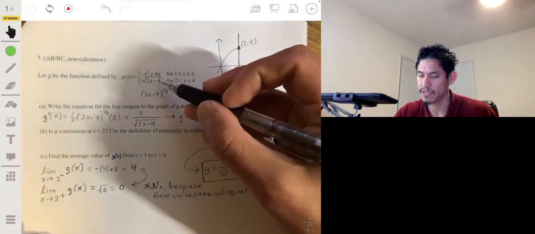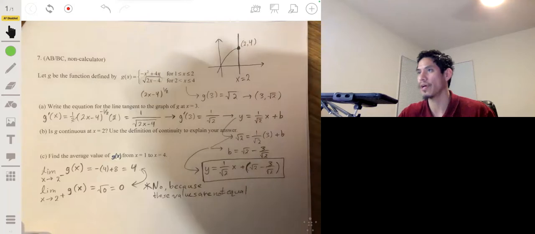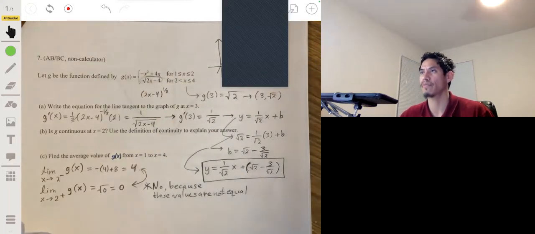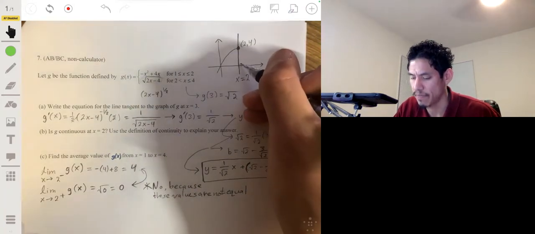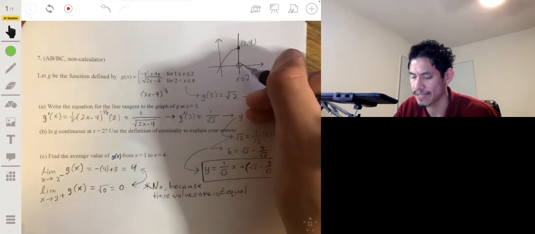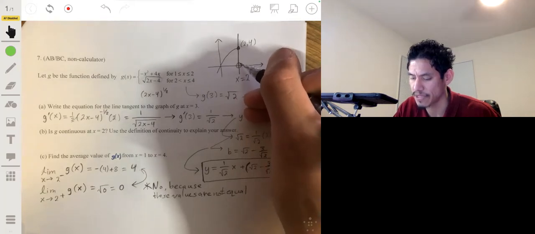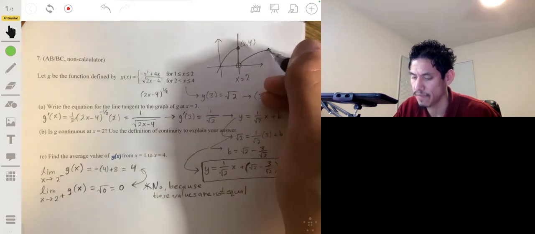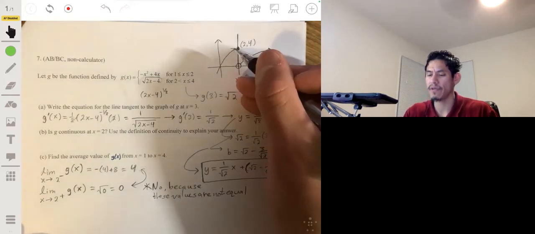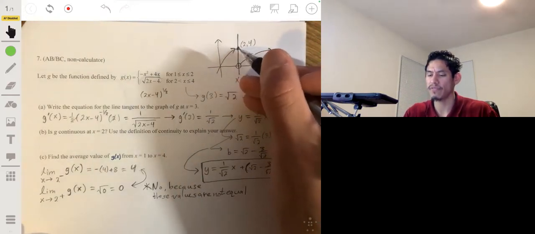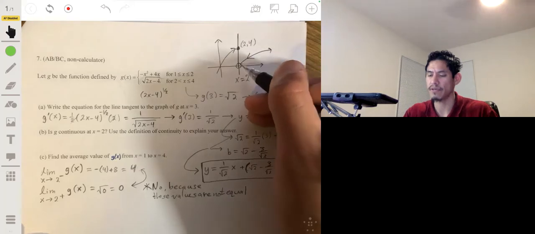On the right side, though, this is actually a square root function coming from the line x equals 2, or the point (2, 0), so it looks something like this. You can see that if we're coming from the left, we go to 4, and if we're coming from the right, we go to 0.